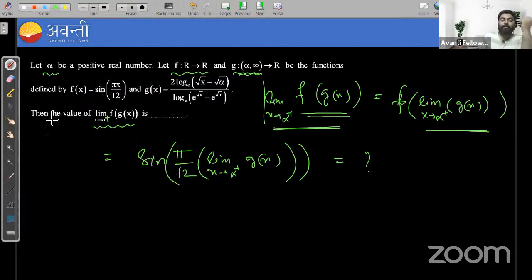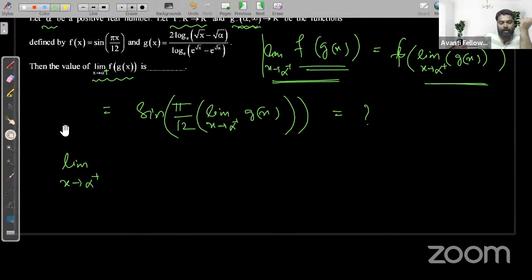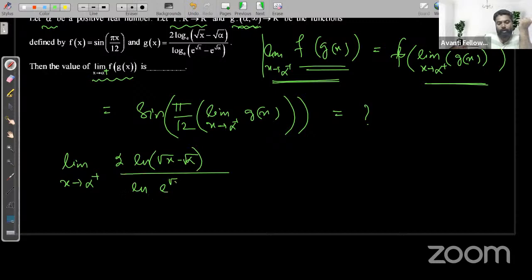So let's find the limit as x tends to alpha plus of g of x, and g of x is given as 2 ln of root x minus root alpha, divided by ln of e to the power root x minus e to the power root alpha. Okay, so this is the limit you need to find. Why am I taking ln? Because here the base is given as e, right? That's why I'm taking ln.